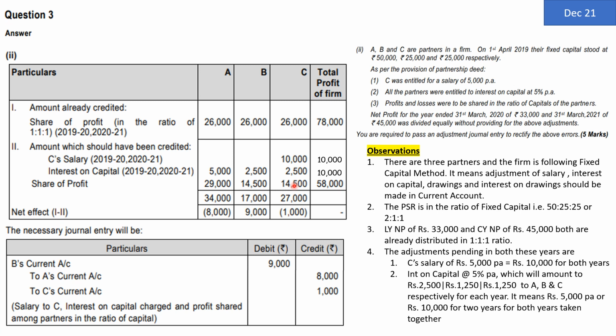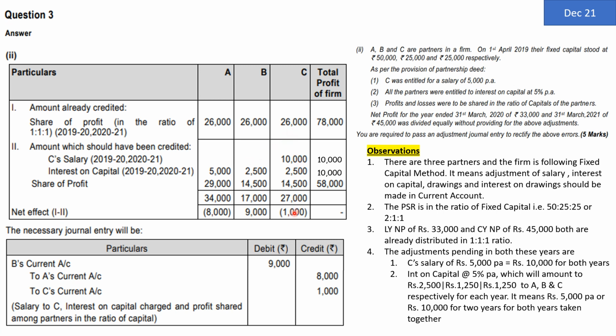So how much A should have got? 0 plus 5,000 plus 29,000. That means A should have got 34,000. Mr. B should have got 0 plus 2,500 plus 14,500. That means he should have got 17,000. And Mr. C should have got 10,000 plus 2,500 plus 14,500. That means he should have got 27,000. So A should have got 34, B should have got 17, C should have got 27, but they already received 26 each, 26,000 each. So A should be getting 8,000 rupees more.